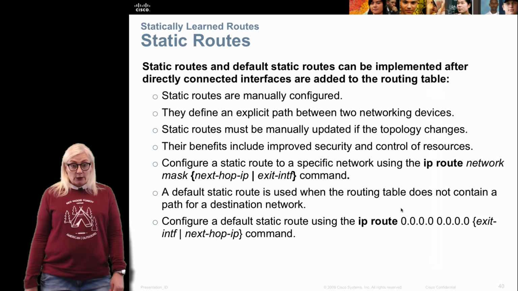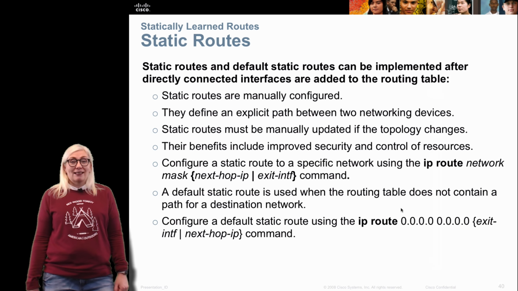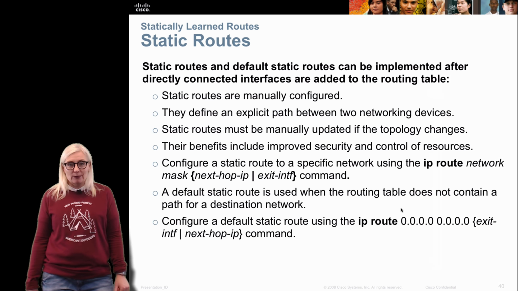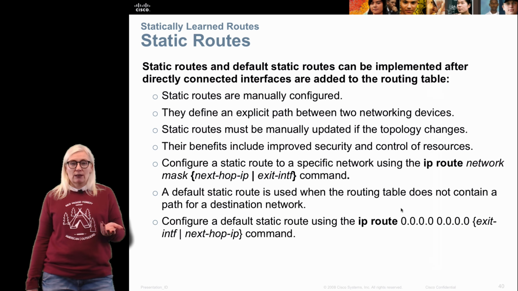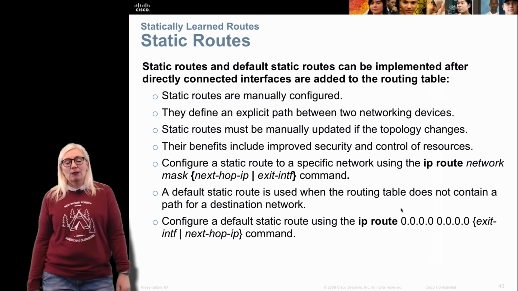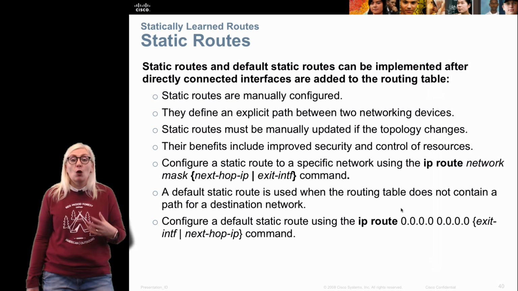We normally also use the static route to create something called a quad 0 route, which is an IP route for all other networks. If I do an IP route 0.0.0.0 and 4 zeros for the subnet mask as well, this means all networks.